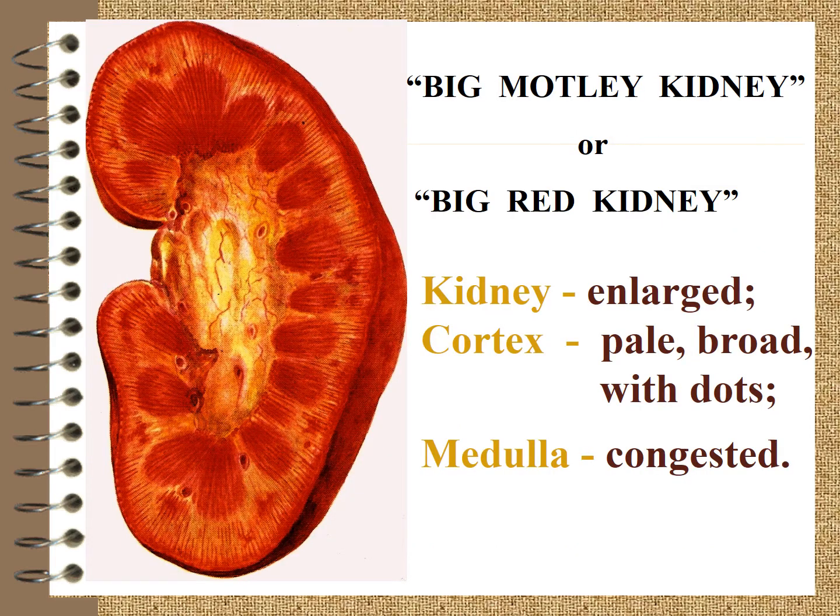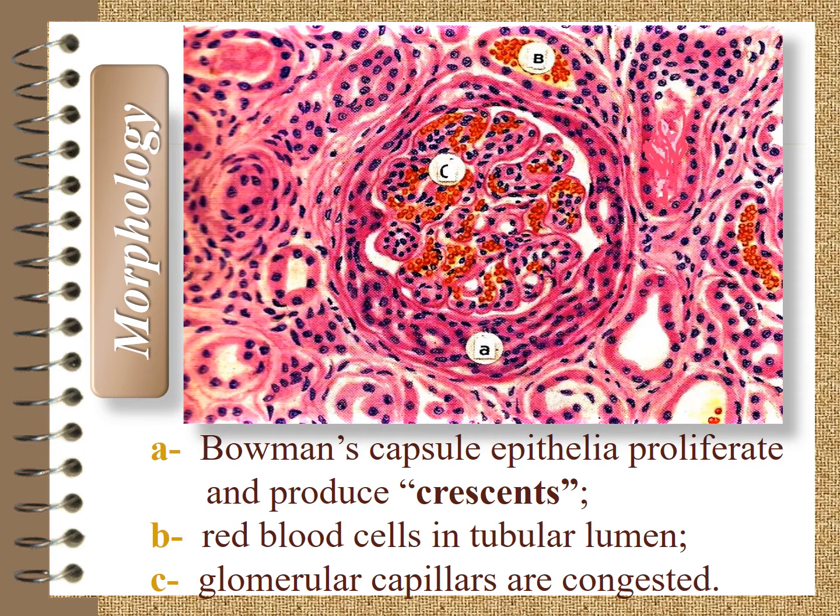Macroscopically, the kidney is enlarged, as mostly seen in acute glomerulonephritis. The cortex is also broad, yellowish pale, with reddish dots, so it is defined as a big motley kidney. Many cases of rapidly progressive glomerulonephritis need a renal biopsy to make a diagnosis. Microscopically, RPGN is extracapillary proliferative glomerulonephritis with the pathological change predominantly in Bowman's capsule space.